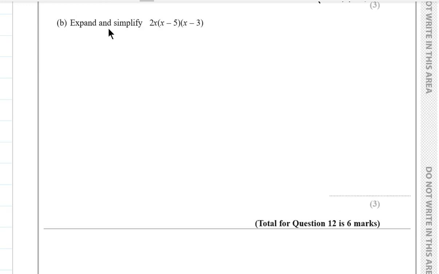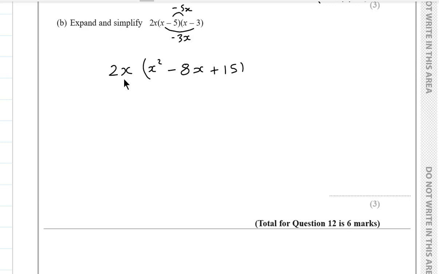B, expand and simplify these three quantities. At first, I will keep 2x out and try to expand these two brackets together. x times x is x squared, and if we multiply x with negative 3, it will be negative 3x. If we multiply negative 5 times x, it will be negative 5x. After adding them, we will have negative 8x. And finally, negative 5 times negative 3 will be positive 15.